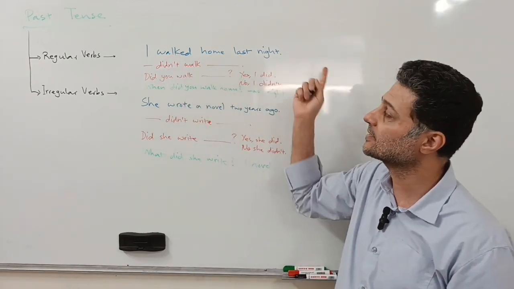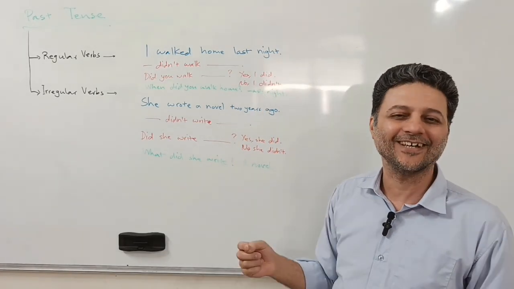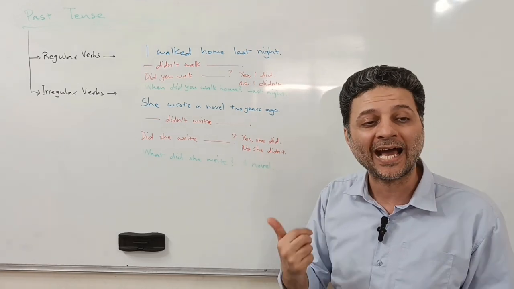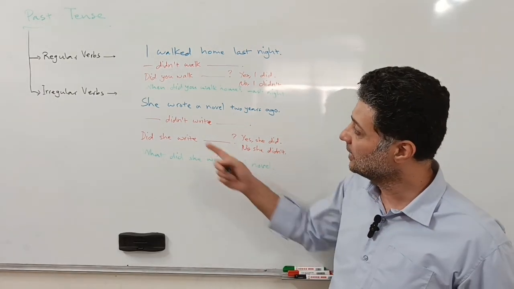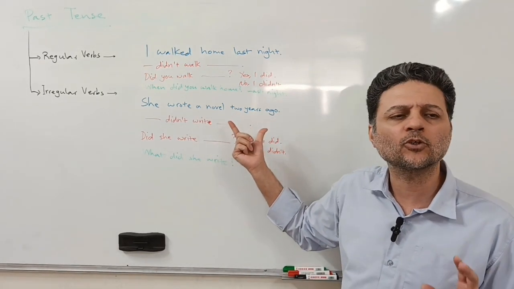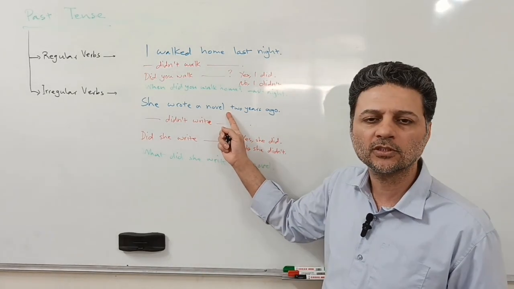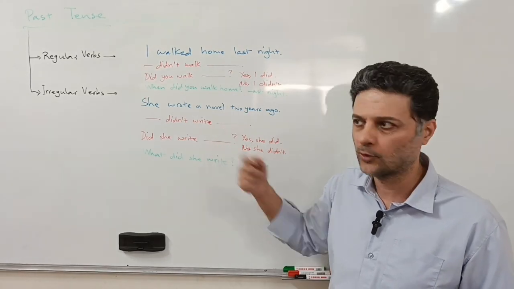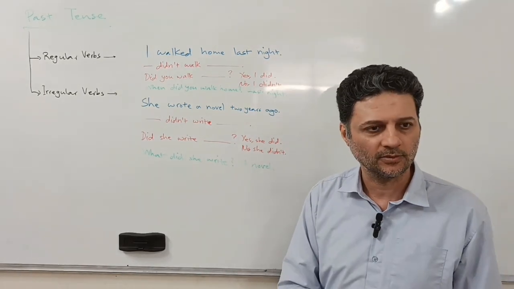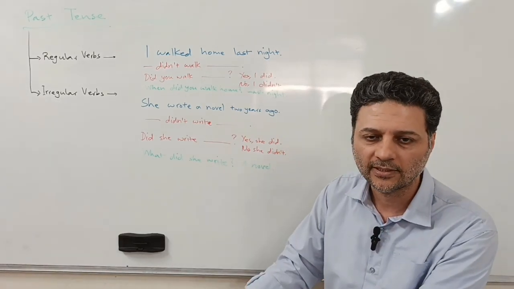So, I walked home last night. As you can see, the adverb of time is last night. 2 years ago, 2 nights ago, yesterday, the day before yesterday. Anything that refers to the past: ago, last, yesterday. And she wrote a novel 2 years ago. Even if you don't end your sentence with any adverb of time, that's okay. You finish your sentence here: she wrote a novel. That's it. I wrote a letter. Instead of saying last night, for example, or 2 weeks ago, I didn't refer to the time adverb.